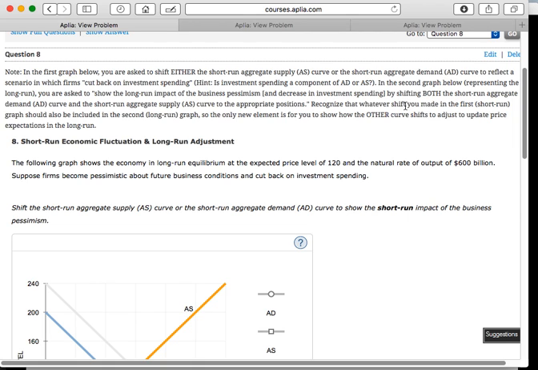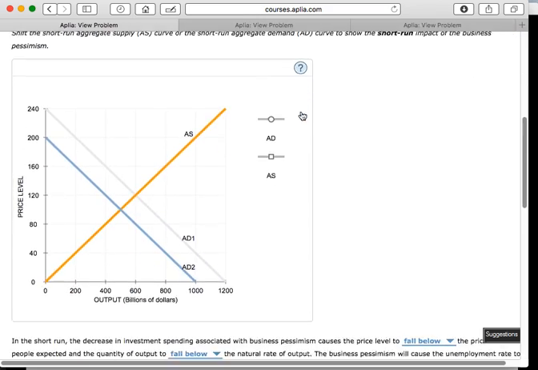So then we'll recognize that whatever shift you made in the first short-run graph should also be included in the second long-run graph. So the only new element is for you to show how the other curve shifts to adjust to update price expectations in the long run. Okay.